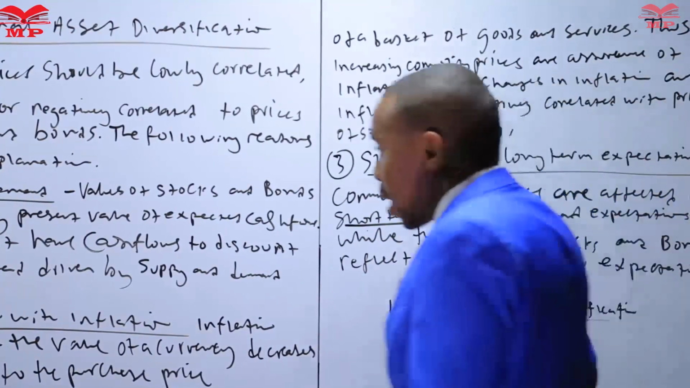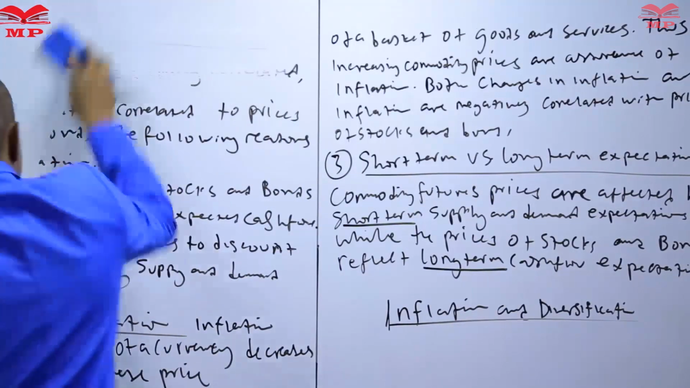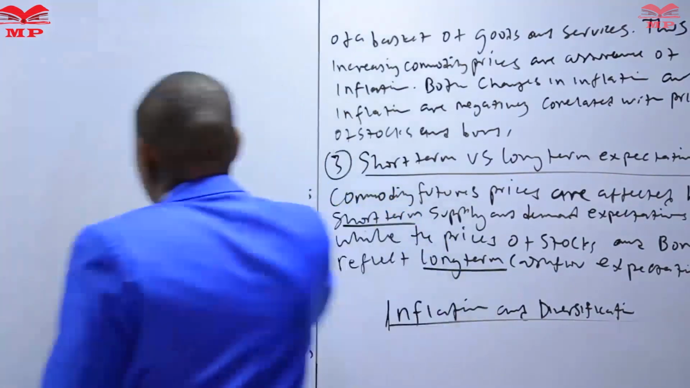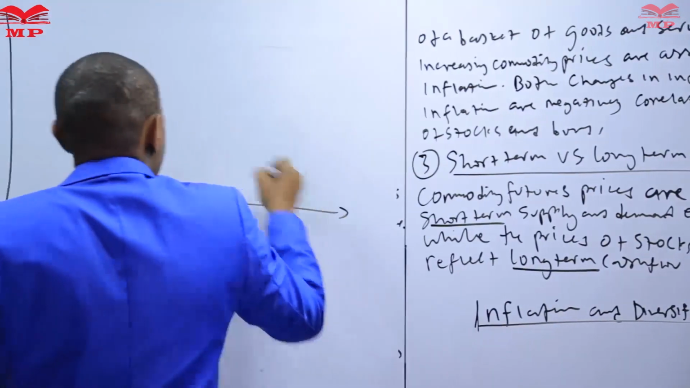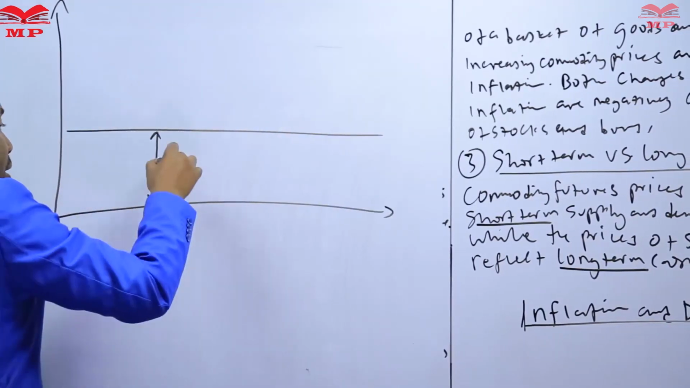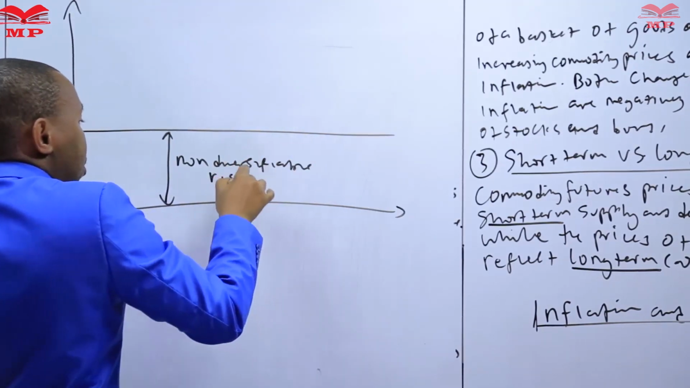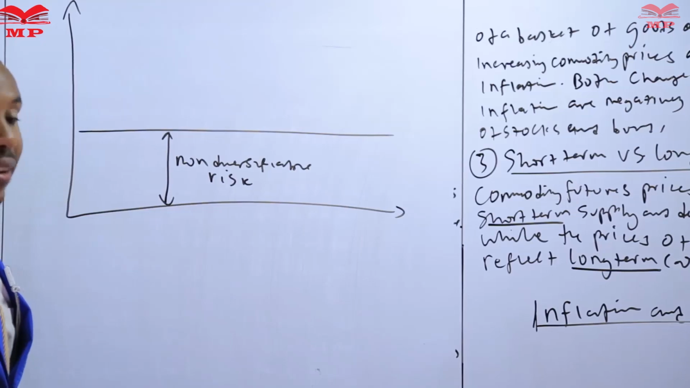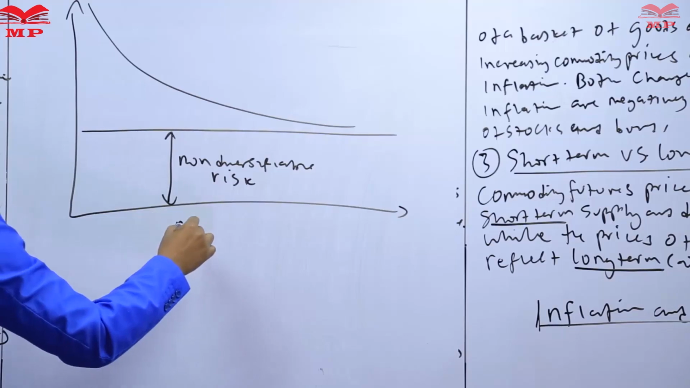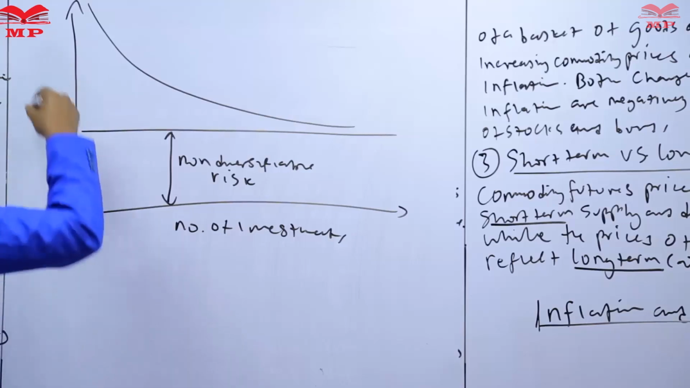If you allow me to come to this other side right here, what I'm saying is this. When you include other asset classes, each investment has a component of non-diversifiable risk, the risk that cannot be diversified. So this graph, this is the number of investments, moves like that. This is the risk.